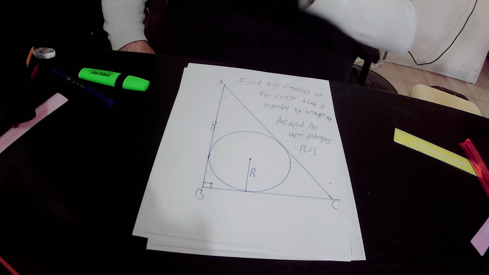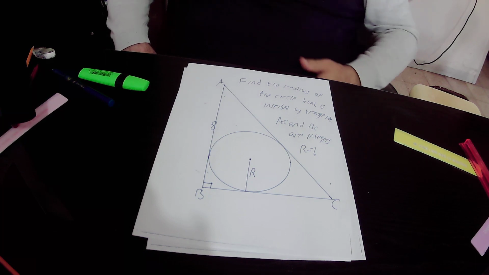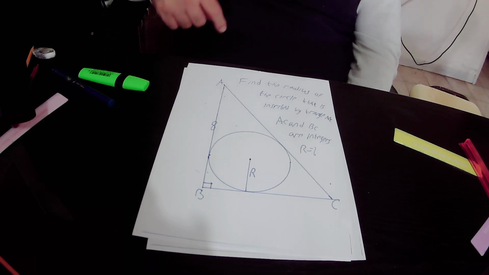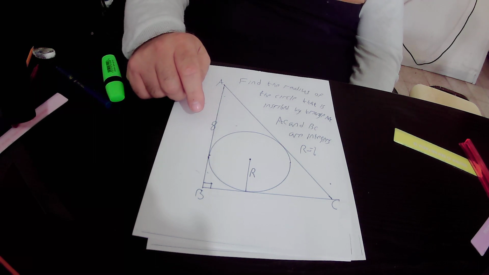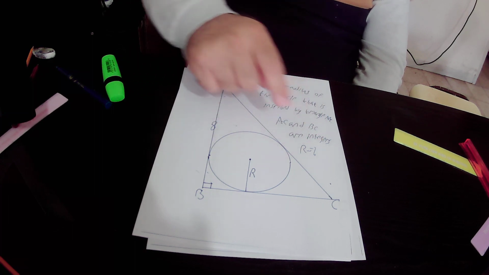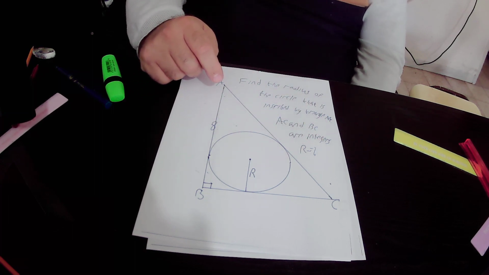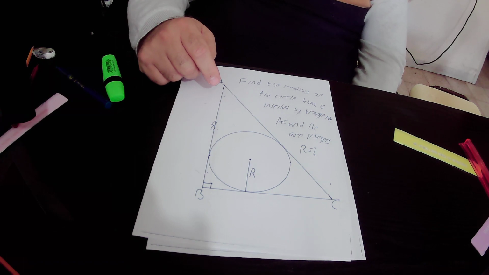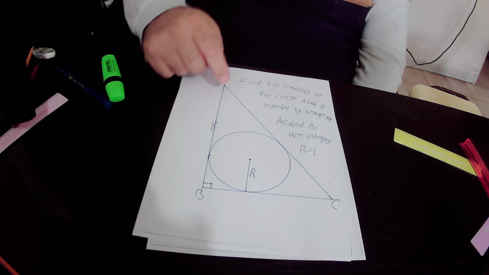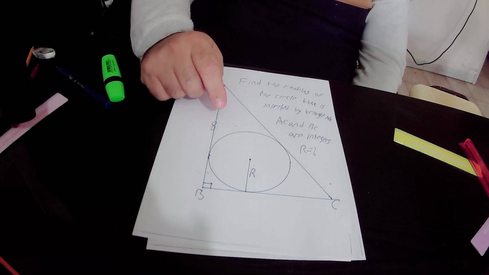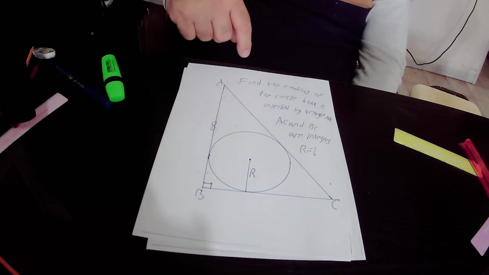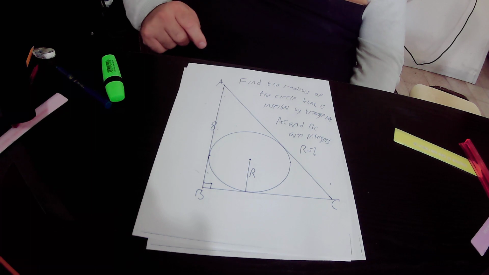In the drawing, we have the right triangle ABC, side AB equals 8 units. We also know that the lengths of side BC and side AC are integers. And we want to find out the radius of this circle that is inscribed by the right triangle ABC.